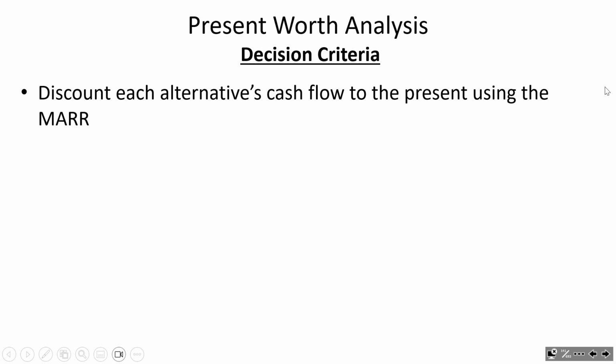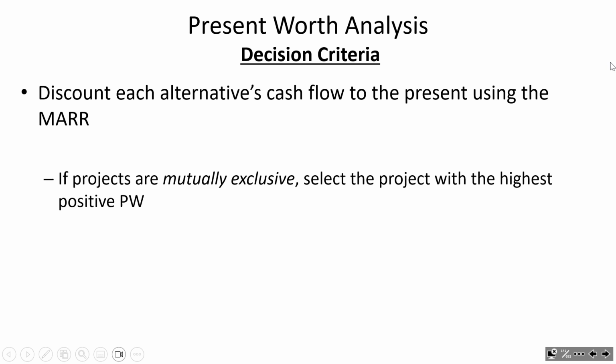So the procedure here is to discount the cash flow to the present. And you've done that before. You've done it by hand. You've done it with Excel. Take all of the future amounts to the present for both alternatives. And if the projects are mutually exclusive, meaning that you're only choosing one option of the two, then the decision criteria is to select the project with the highest positive present worth.